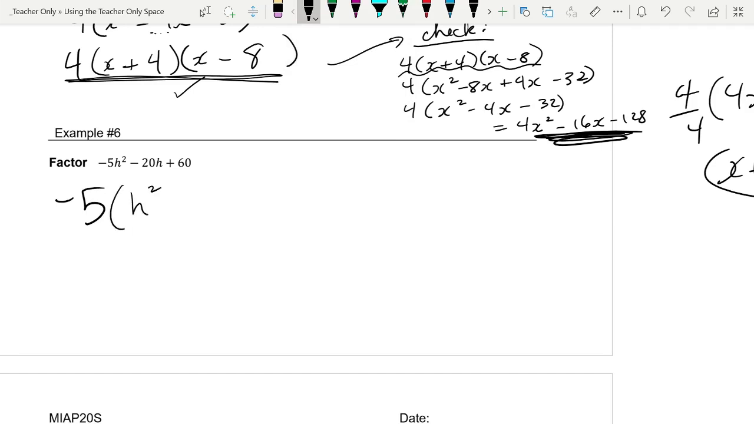leaving me h squared. Okay, if I take negative 5 out of negative 20, it leaves behind 4. And if I take negative 5 out of 60, it leaves me negative, how many 5s in 60? Is it 15? No, 12, that's better. There we go. All right, and now I can do this part the same way I did examples 1, 2, 3, and 4.